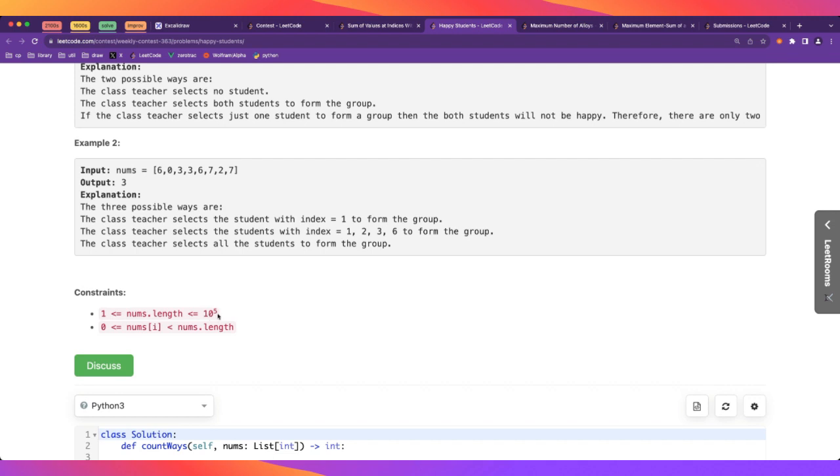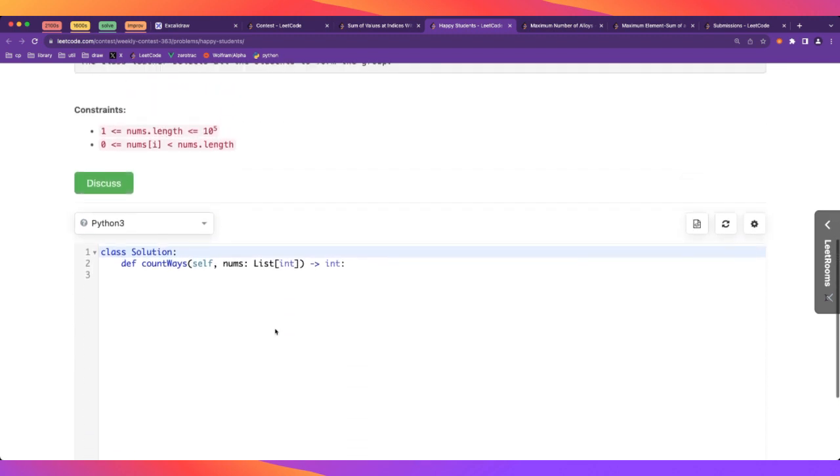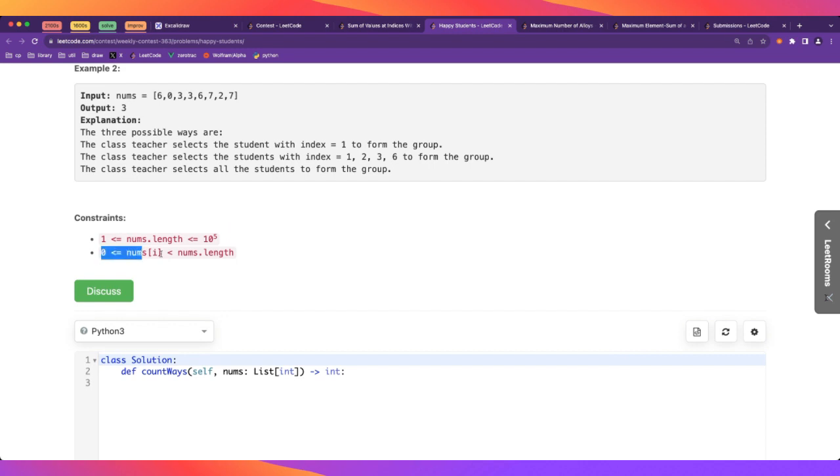Return the number of ways to select a group of students so that everyone remains happy. And there are up to 10 to the 5 elements in nums. And the values are within the range of the size.